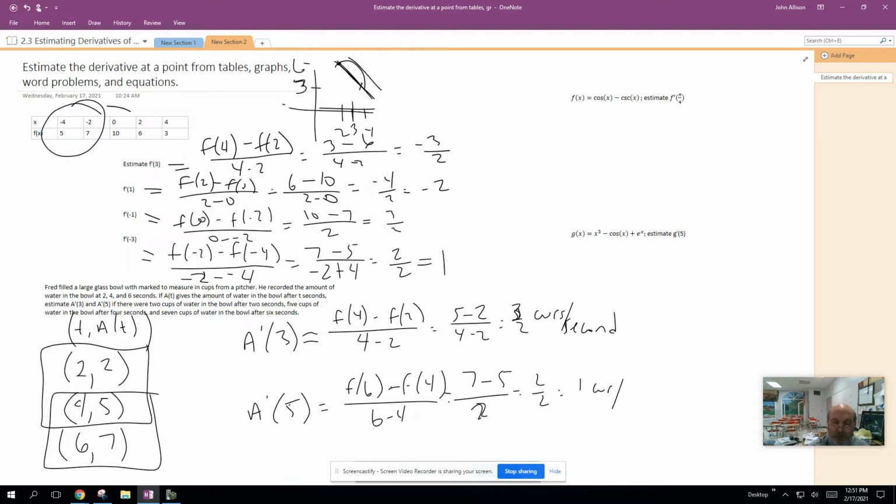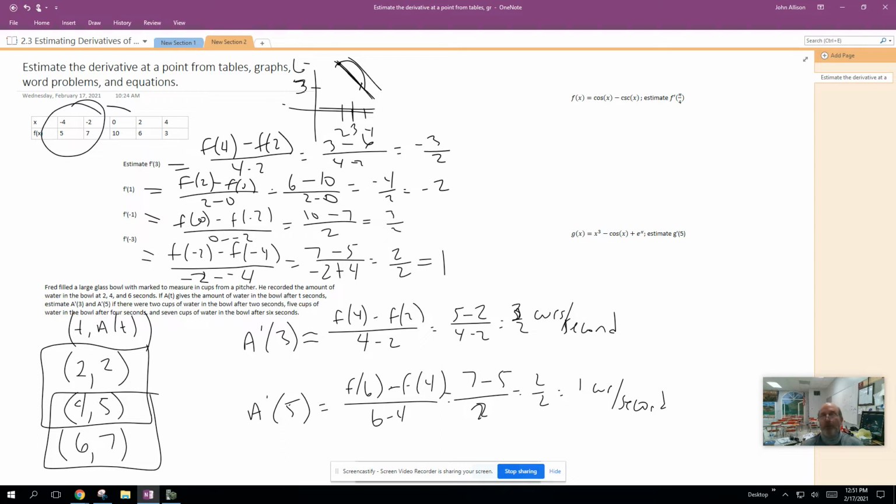When we're given these scenarios, we're often going to have to use the correct units. And just remember that if A is the amount of water at time t, then A prime is the rate of change in the water at time t. So that's going to be in cups per second.